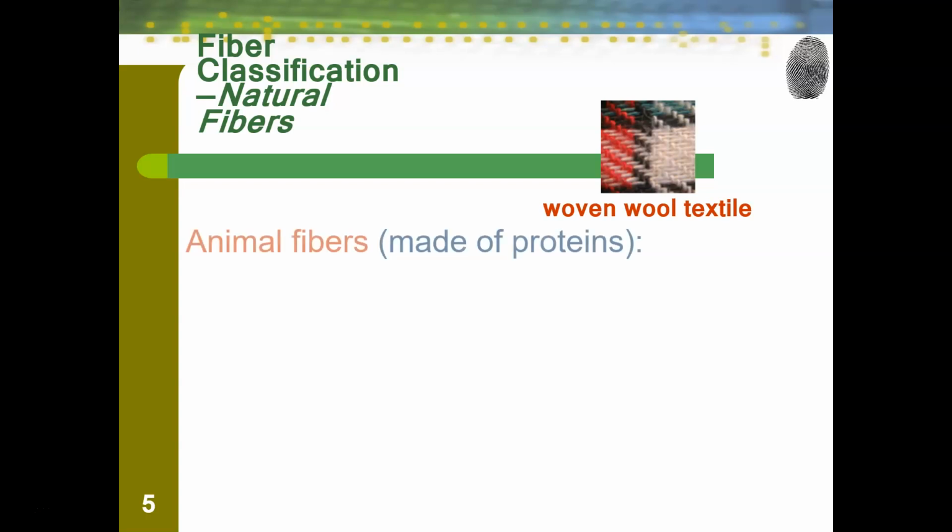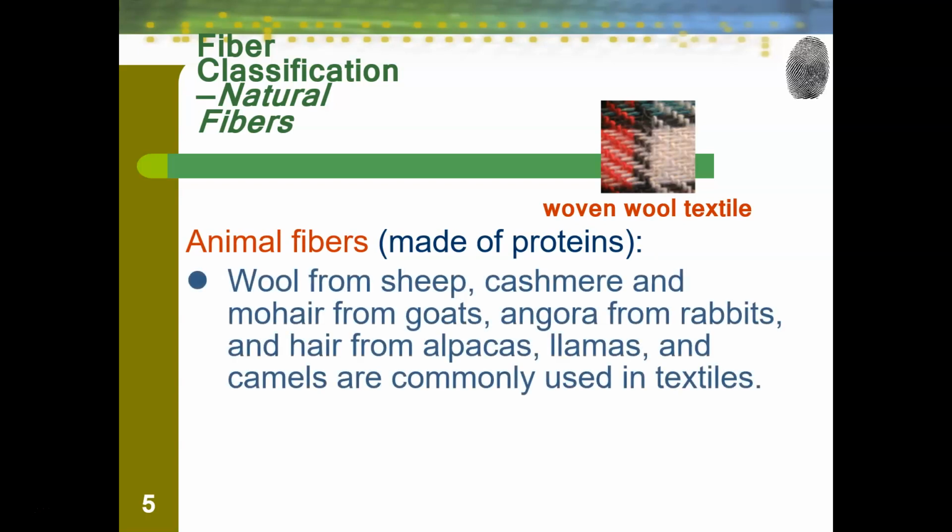So we're going to talk about all the different types of fibers you may come across at a crime scene. First up is natural fibers. Those can include animal fibers, which are made of proteins, wool from sheep, cashmere and mohair from goats, angora from rabbits, and hair from alpacas, llamas, and camels are all commonly used in textiles. And if you want to see something really cute, I really recommend looking up an angora rabbit. So cute, so fluffy.